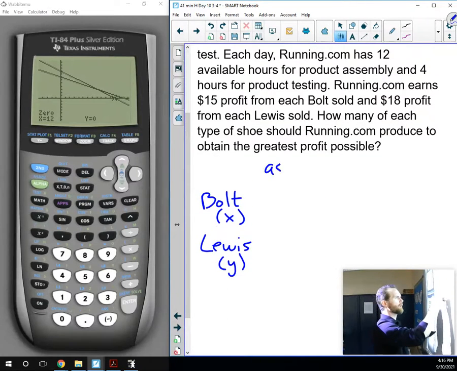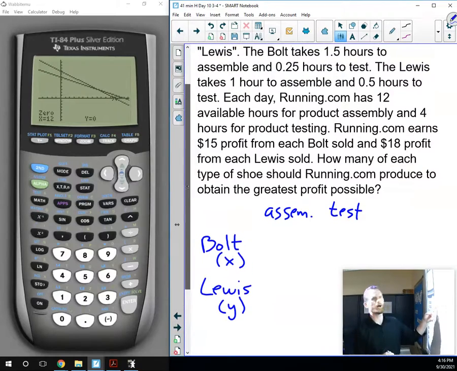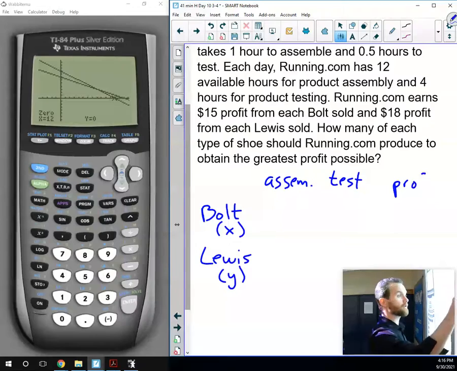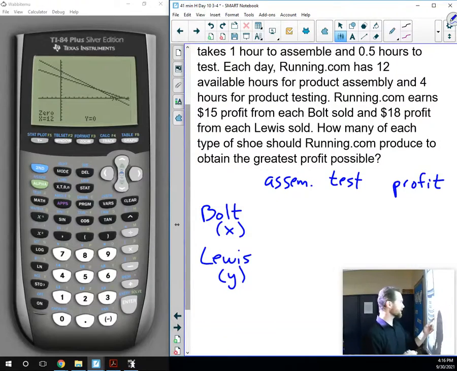We've got different times for assembly. I have to be careful how I abbreviate that word. And different times for testing. The other information they're giving is profit. So we've got different profit values for these two shoes. Now we just fill in the numbers.